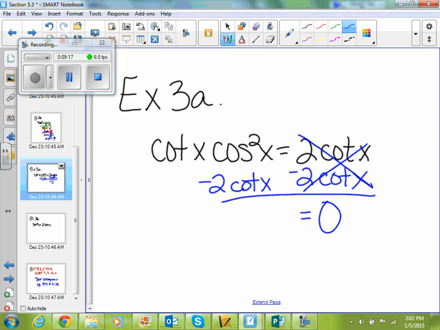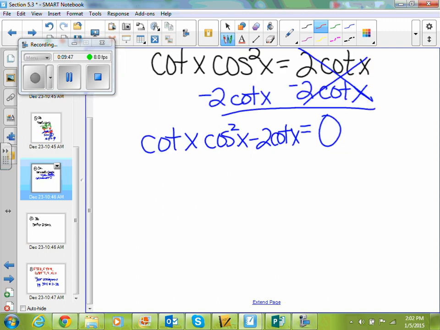It's easiest to solve an equation that you don't know what you're doing with if you have it set equal to 0. Okay, which is why I did that, so that I could get it equal to 0. So on the other side, I have cotangent of x cosine squared of x minus 2 cotangent of x. Okay, so that doesn't look like it's much simpler. But then I also notice that I have a cotangent in each of my terms, so I'm going to factor out a cotangent.